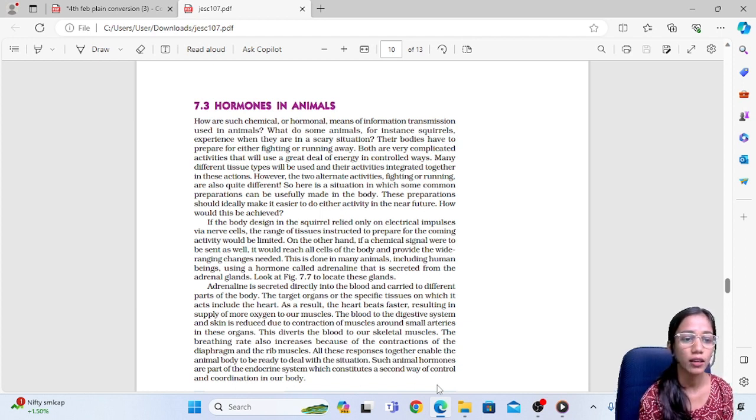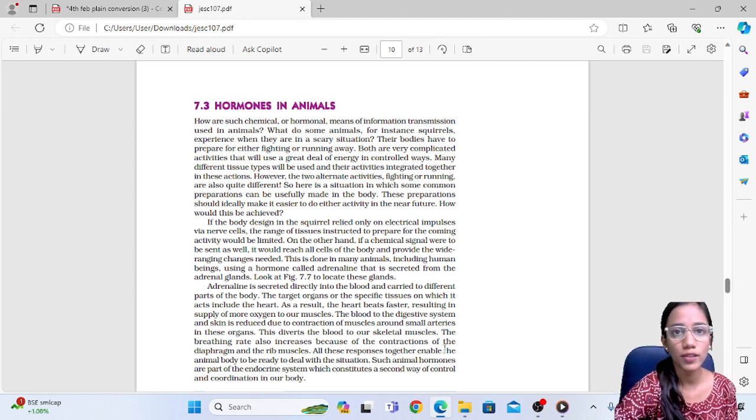Then blood supply to the digestive system and the skin is reduced due to contraction of muscles around small arteries in these organs. So all these changes occur in our body to make our body active and ready so that we are able to cope with the situation. So that was the adrenaline hormone.